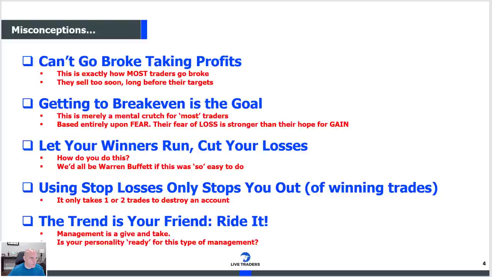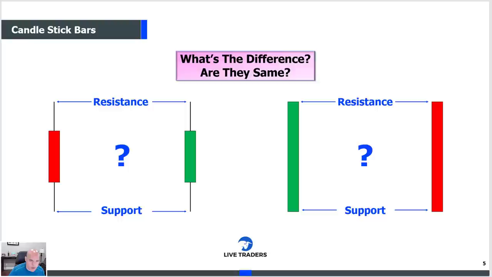So I want to talk a little bit about candlesticks. And I haven't actually used these slides before. These are new. They're not in any course. You're going, yes, they are, they're in PTS. They're not. These are different.